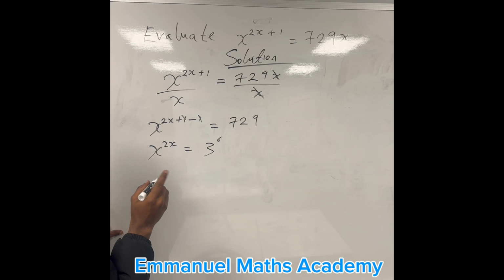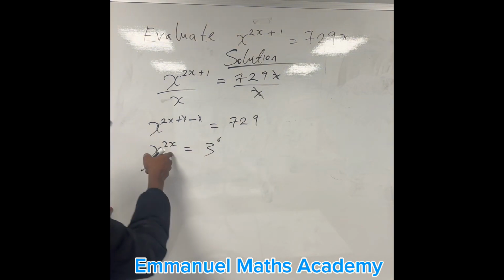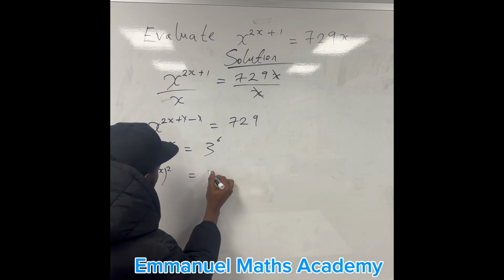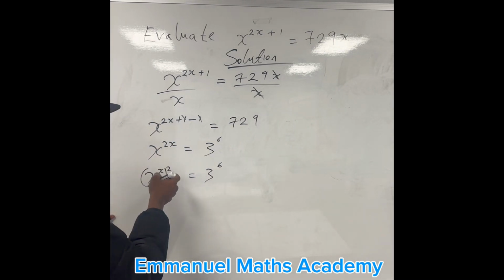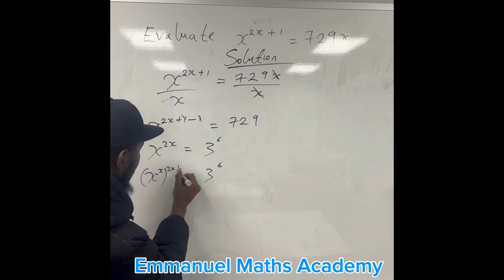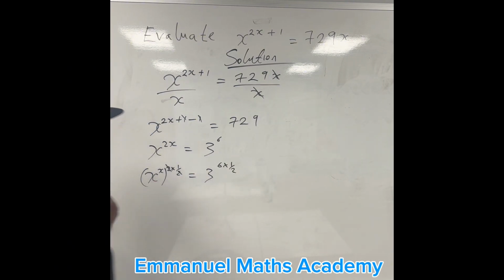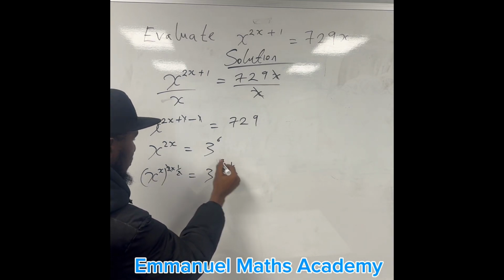Right? But remember, you want to find the value of x. Then from here, you can put this as x^2 equal to 3^6. So if you multiply the power by 1 over 2, times 1 over 2, 2 will cancel 2. And here, 6 times 1 over 2 will give us 3.